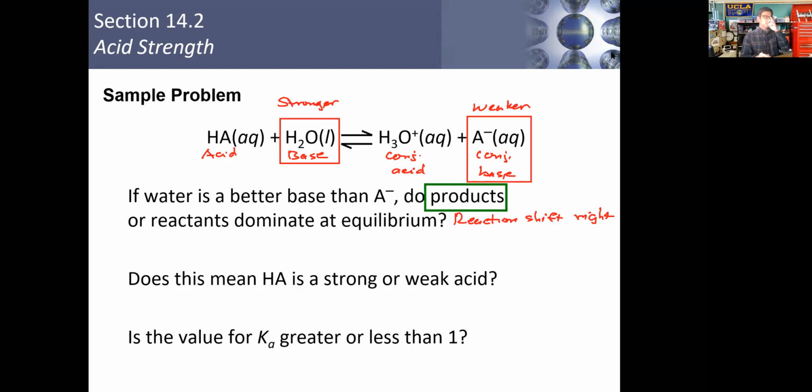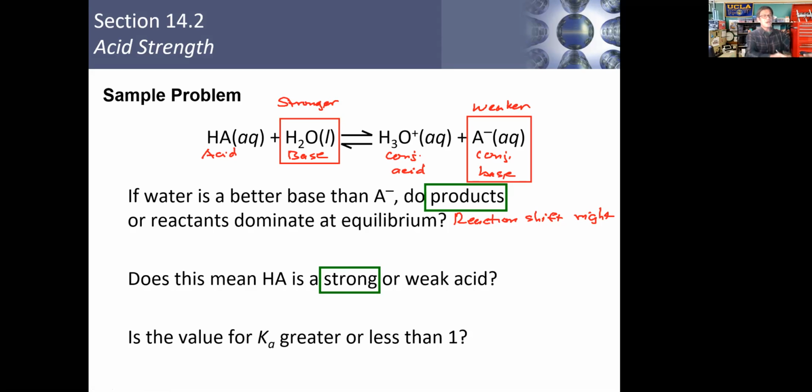All right, so what does that say about the acid itself? If water is a stronger base than this conjugate base here, be careful about this. What does it tell us about this acid? Remember, if the reaction favors the right-hand side, the dissociation is going to be greater. You're going to have more of this acid dissociating. The more the acid dissociates, the stronger the acid. So it is going to be a strong acid.